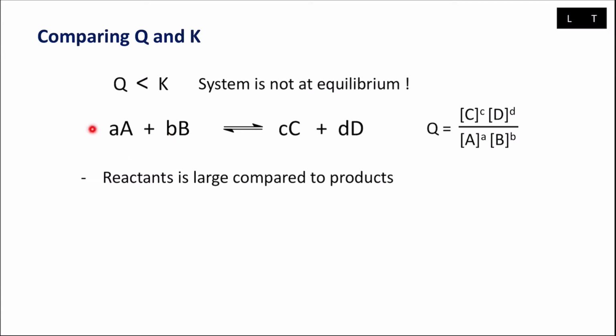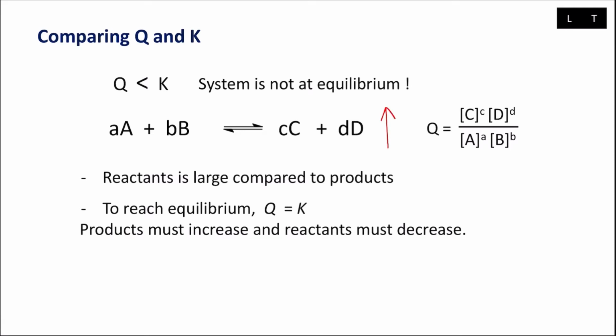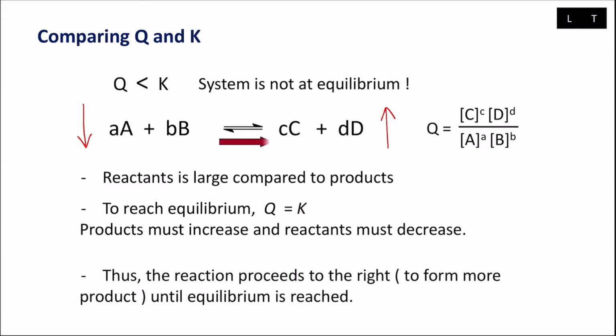So when reactant is large, to reach equilibrium we must make sure Q equals K. When there is a lot of reactant, the best way is that product must increase while reactant must decrease so that the value of Q equals K. Thus, the reaction will proceed to the right to form more product. That's why I have this red arrow pointing to the right. When reactant is plentiful, the reaction will proceed to the right to produce more product so that both sides balance. That is where equilibrium is reached.